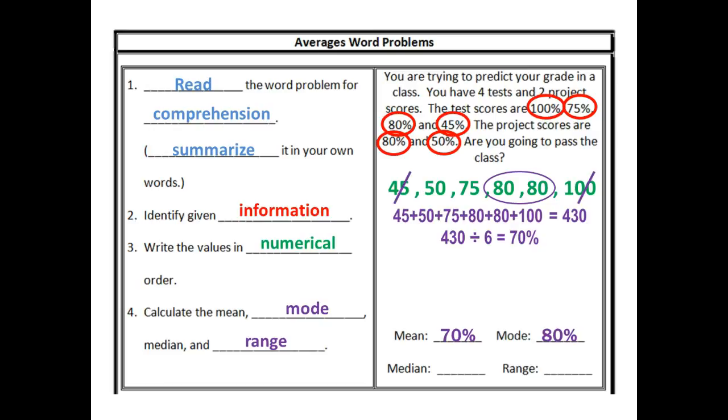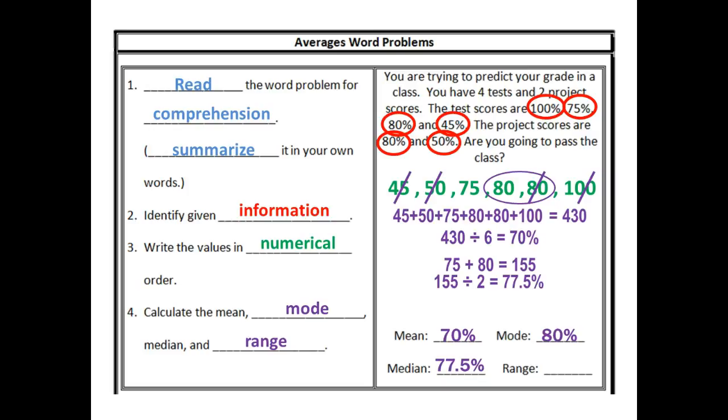My median, I'm going to cancel out left and right, left and right. There's not one defined value in the middle, so I'm going to end up taking 75 plus 80, the 2 values that are left after I cancel out on the left and on the right. I'm going to take the mean of them, so I add them up and divide by 2. I get a median of 77.5%.